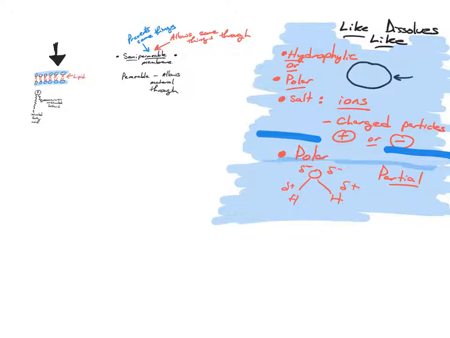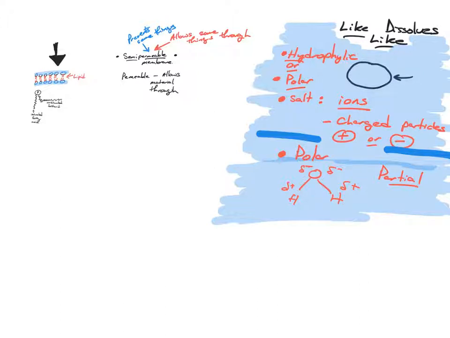All right, so we're good with this so far. So these are two really big ideas. There are actually two or three really big ideas. Let's go over them one more time here. First, like dissolves like. So polar dissolves polar, and nonpolar dissolves nonpolar, right? Or hydrophilic dissolves hydrophilic, and hydrophobic dissolves hydrophobic. We're all understanding that? The opposite's also true. Hydrophobic repels hydrophilic.